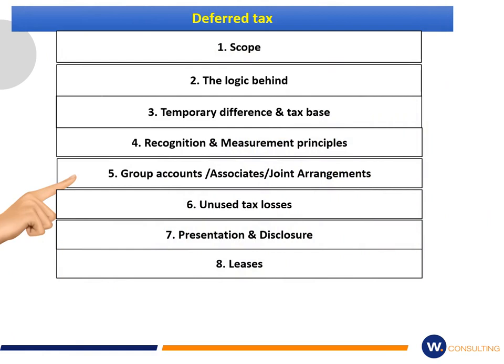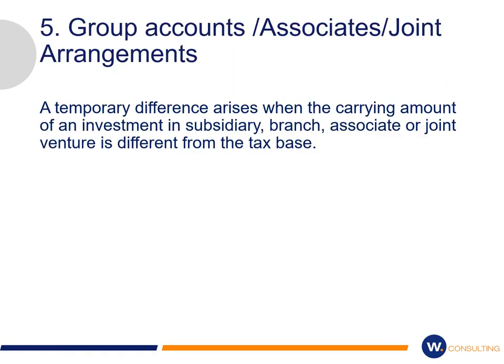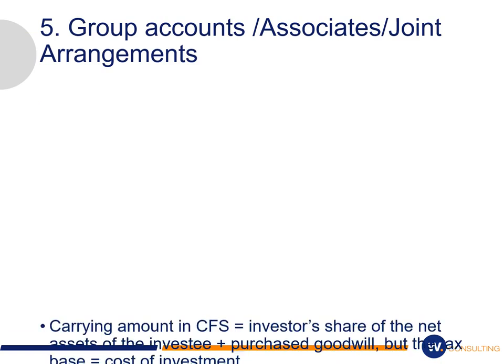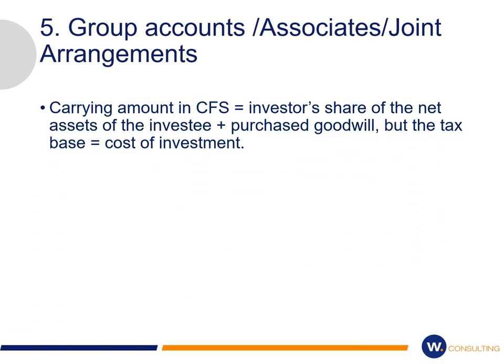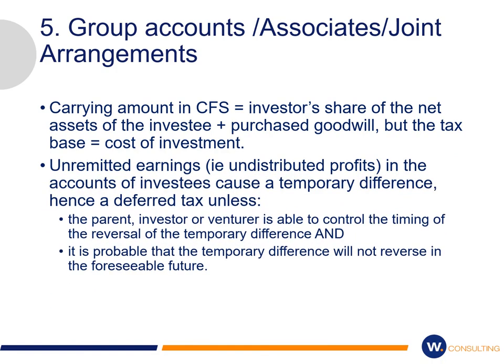All right, let's look at group accounts, associates, and joint arrangements. A temporary difference arises when the carrying amount of an investment in a subsidiary, branch, associate or joint venture is different from the tax base. I've already explained this to say that the carrying amount in the consolidated financial statements is the investor's share of the net assets of the investee plus purchased goodwill, but the tax base is equal to the cost of investment.